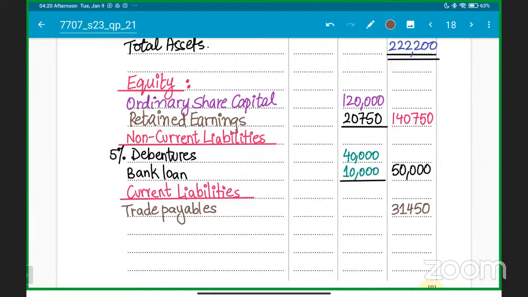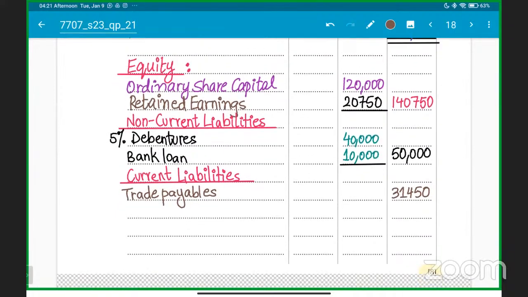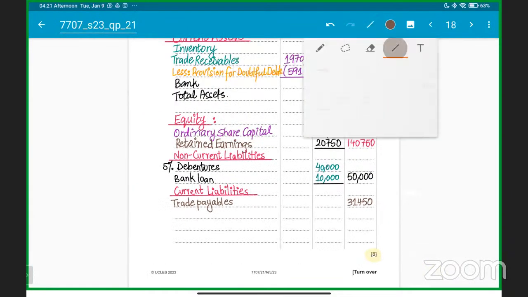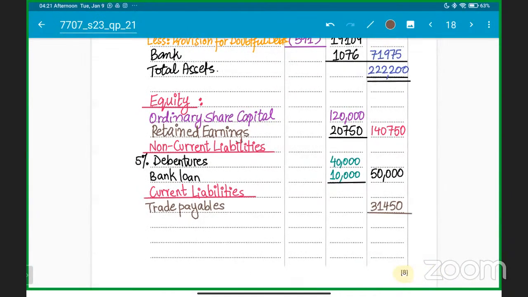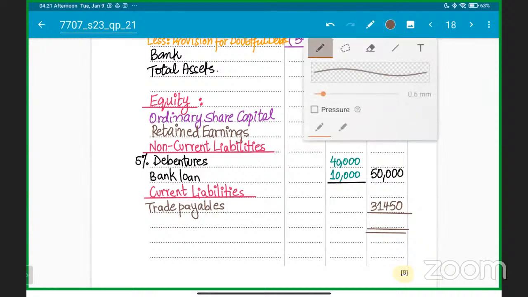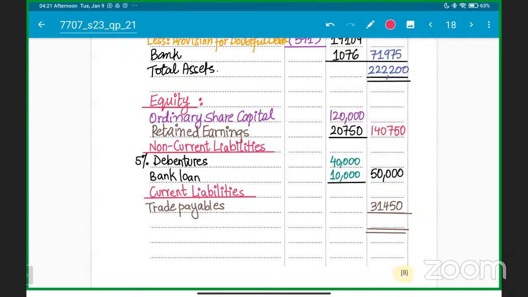Yes, sir. When we add them, we should get the total equity and liability, and it should balance as well. So let's see if when we add them we get the same answer. Yes, it is exactly matching. So make sure you quickly write down that they will exactly match. Okay, everyone got this clear? Add them: 140,750, 50,000 plus 31,450. So this is matching. And make sure to write down total equity and liability.